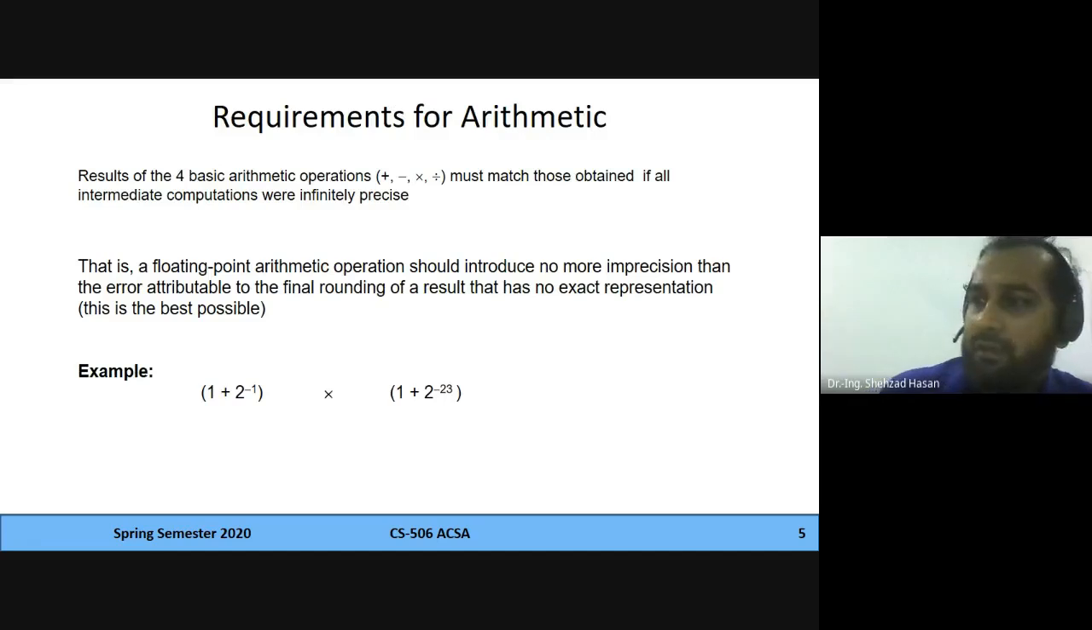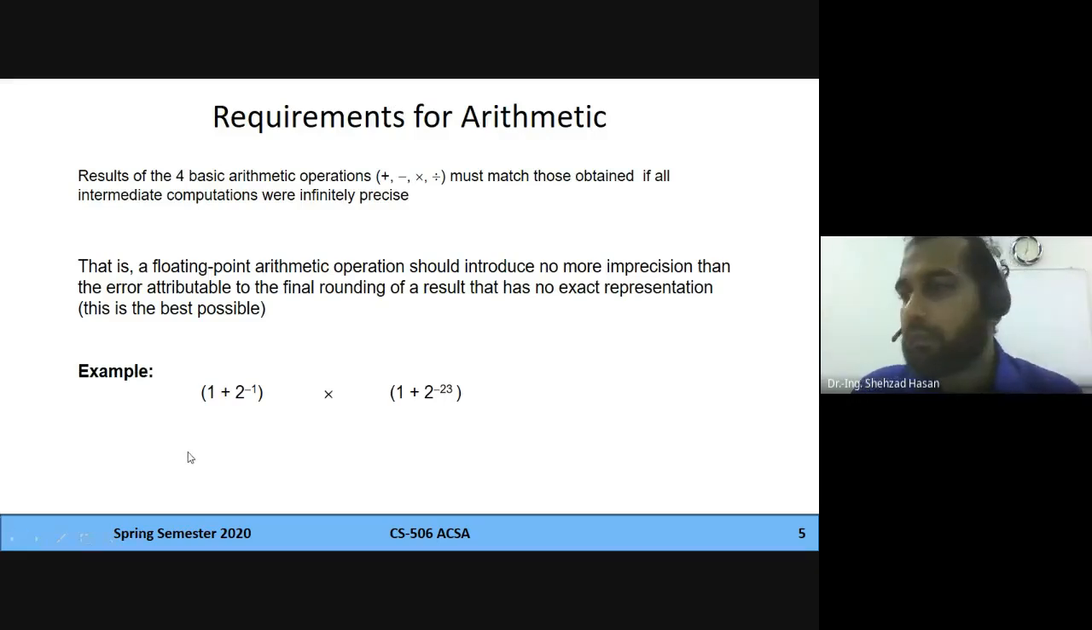So this is a number which has a 1.1, because 2 to the minus 1 means there is a 1 right after the decimal point, and 2 to the minus 23 means there is a 1.000000 and the last bit is a 1. So we need to multiply these two floating point numbers, and what should be the answer?